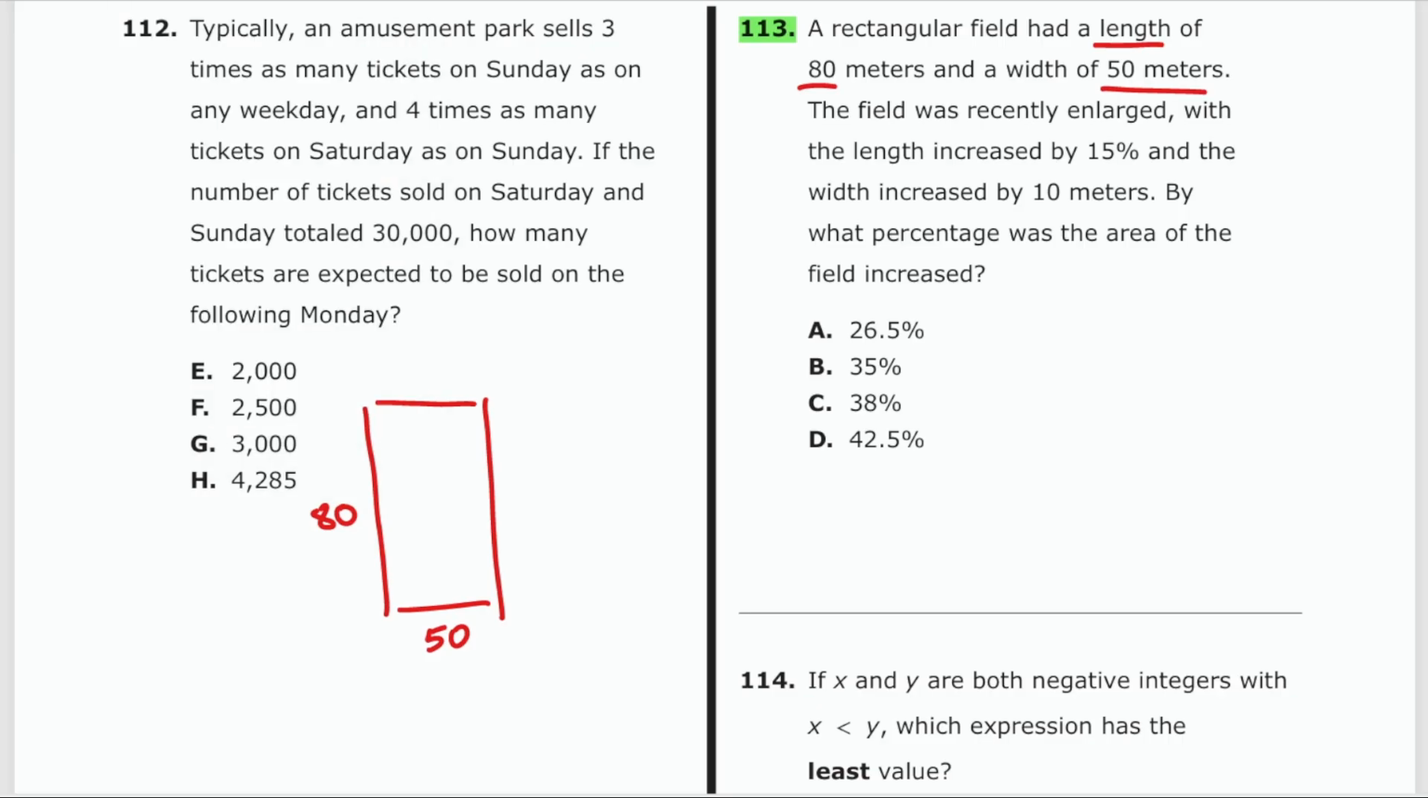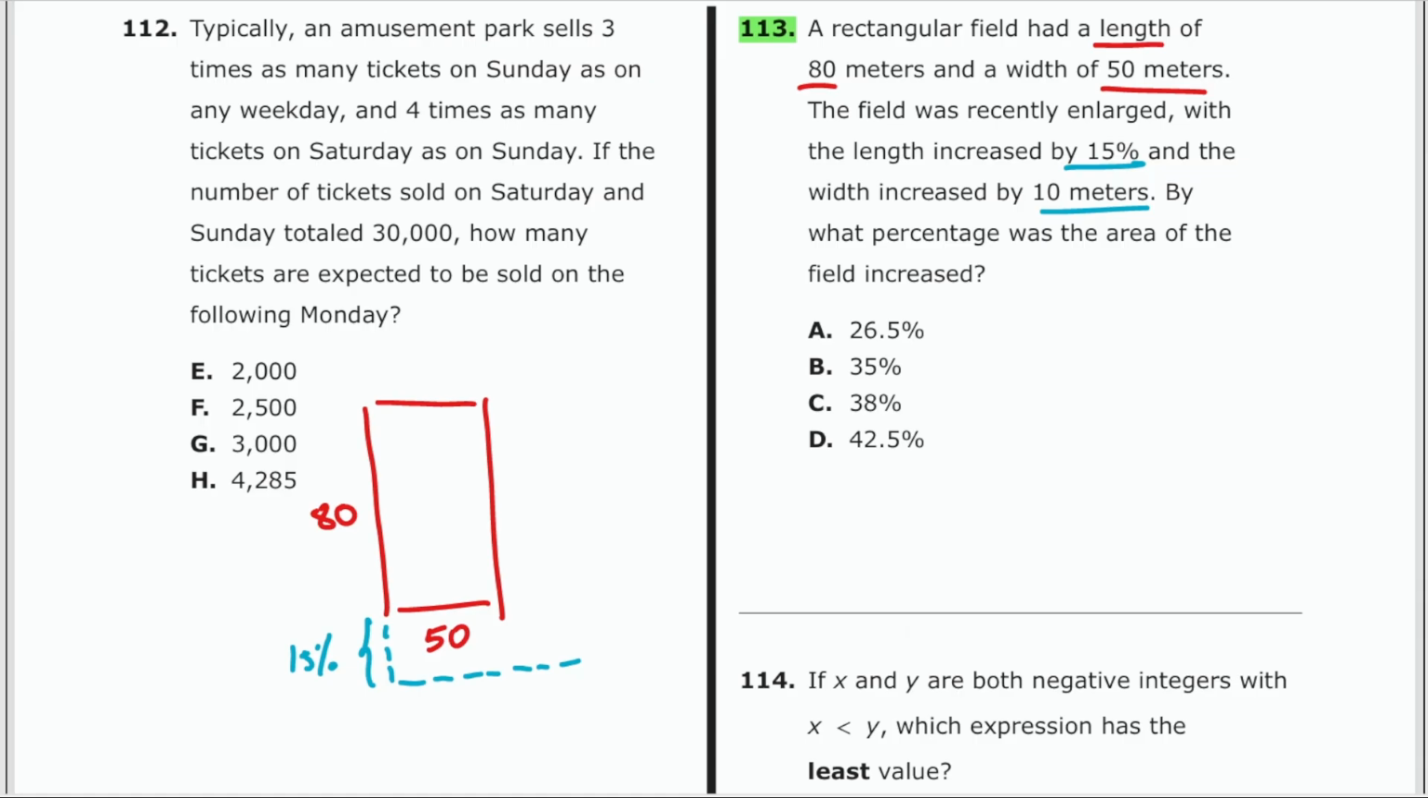So let me change the color here. So the length increased by 15%. So now we have this additional, we don't know how much that is. It's just 15%. Okay. Now, the width has been increased by 10 meters. So we have the initial 50 meters plus another 10 meters, right? So therefore, the field is going to be this new area. Now the question is, what percentage was the area of the field increased by?